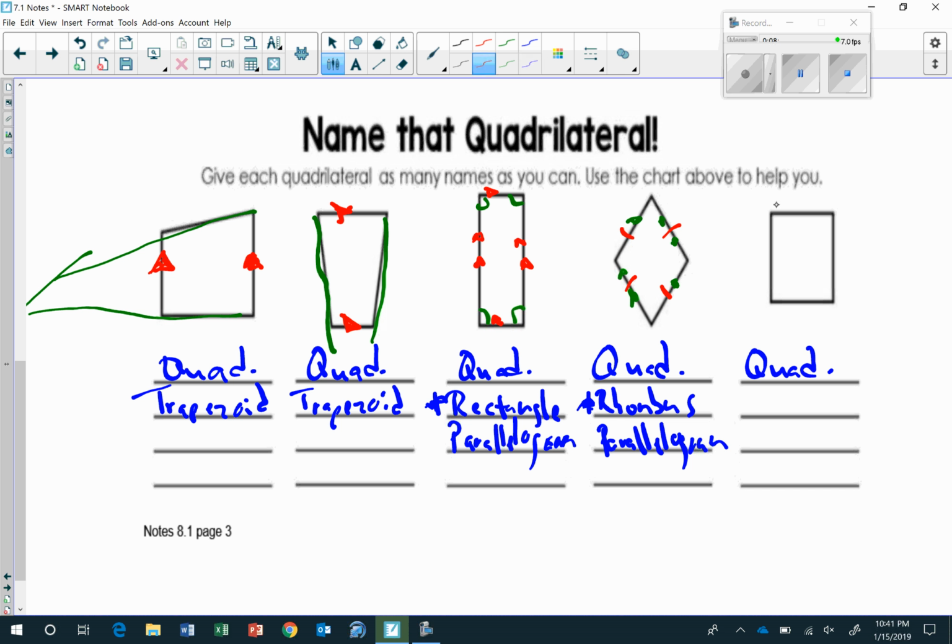And looking at this last one, we've got the top and the bottom being parallel. The left and the right are parallel to each other. We've got right angles, and they are not all the same length. So that's going to be a rectangle. And rectangle would be our most specific. We could also call it a parallelogram.